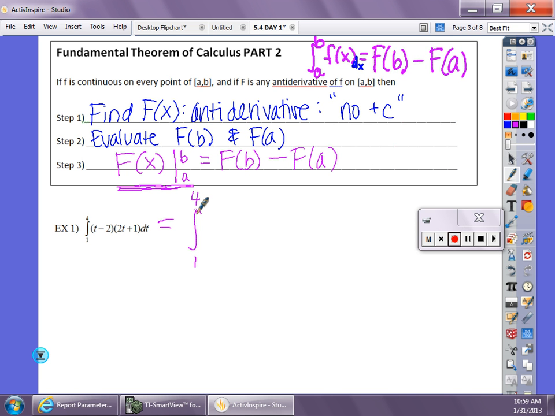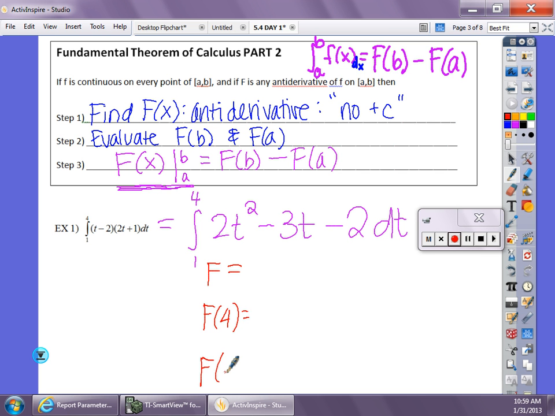Only power. So I'm going to multiply it out and we get 2t squared minus 3t minus 2. So I skipped a little step. I didn't do the 2 terms. And then just using the fundamental theorem of calculus part 2 says that's how you do your actual definite integrals, the same exact way I taught you before. Now it just has a name, FTC2. Alright, so find your antiderivative. After you find your antiderivative, we're going to find F of 4. After that, we're going to find F of 1.